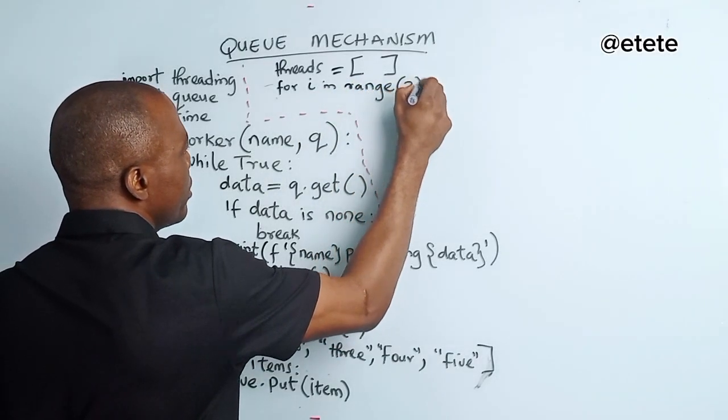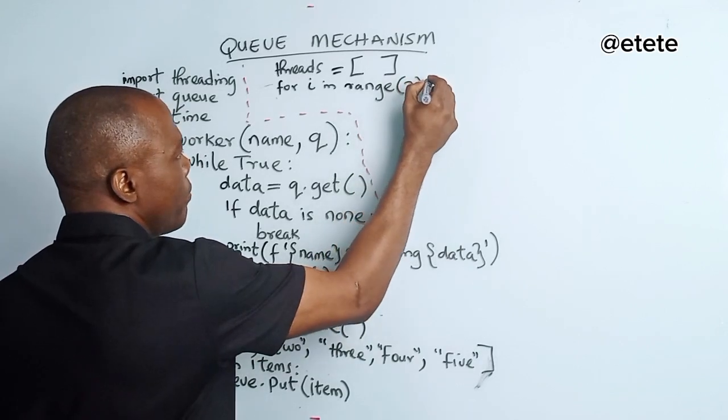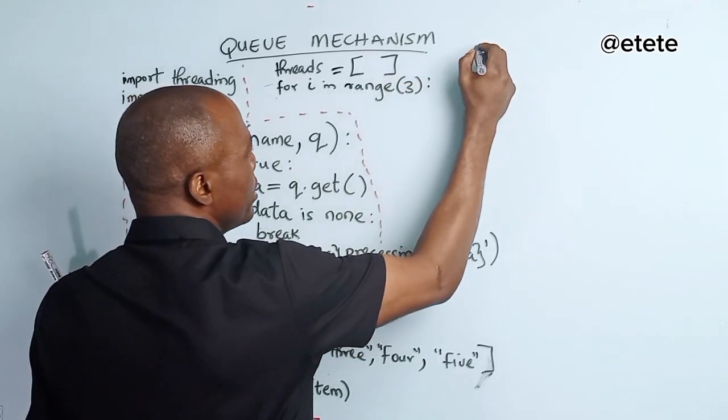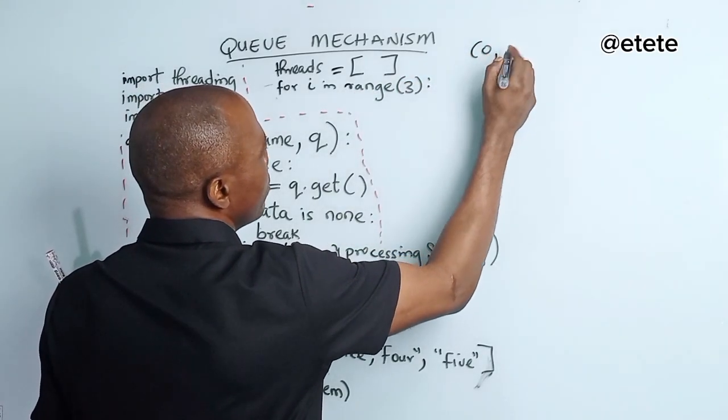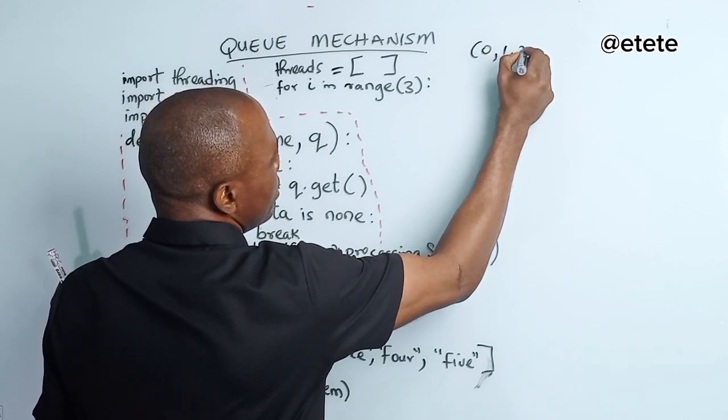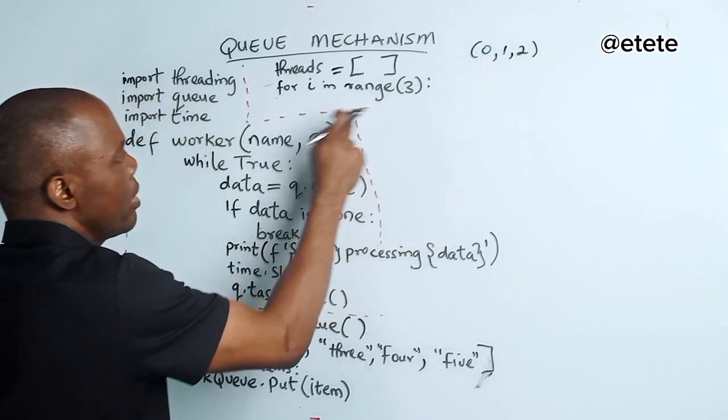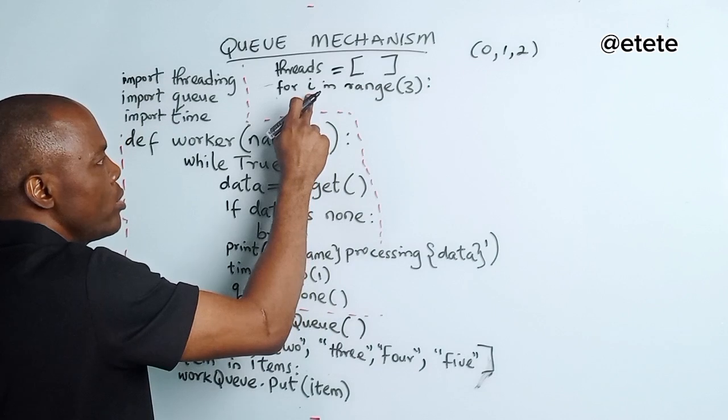This range 3. So I'm creating just 3 items. For i in range 3. So this range 3 is 0, 1, 2. Right? That's what I have. So the first one, which is 0, will be loaded into this place.